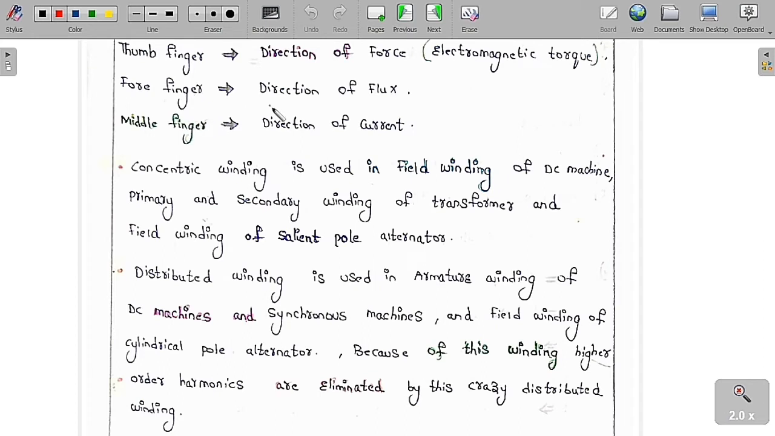In the case of Fleming left hand rule, the thumb is going to show the direction of the force, which is always the electromagnetic torque. The forefinger is going to show you the direction of the flux, and the middle finger is going to show you the direction of the current. So the Fleming left hand rule is basically going to tell you the thumb is the direction of the force or electromagnetic torque, forefinger the direction of the flux, and middle finger the direction of the current.